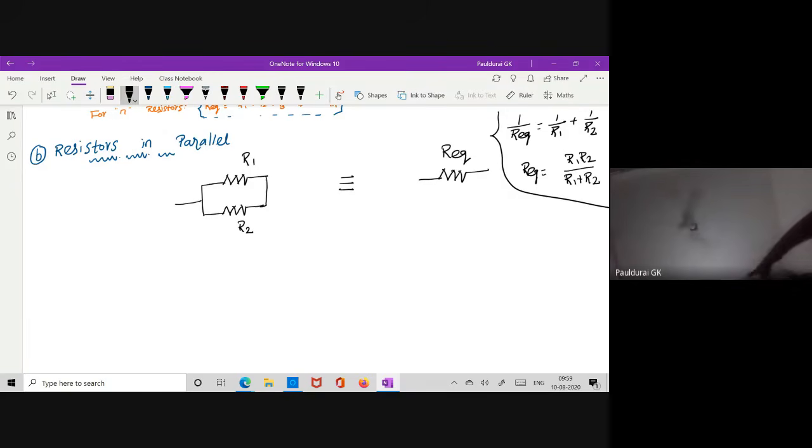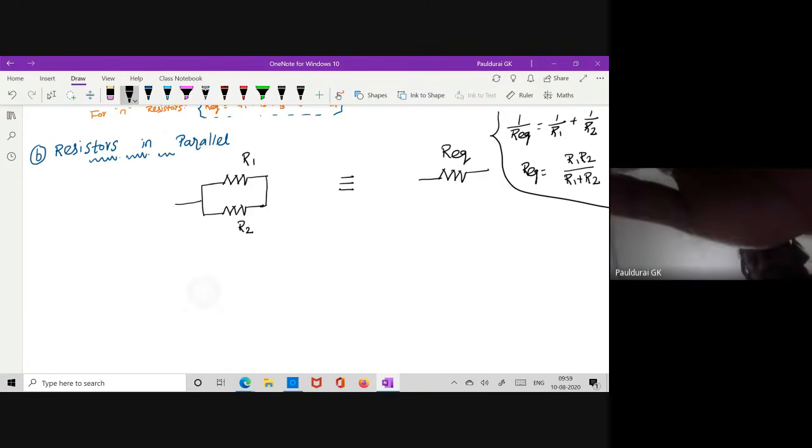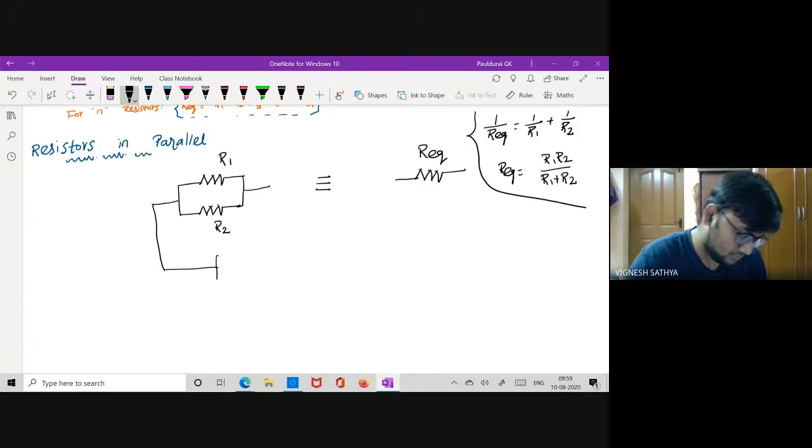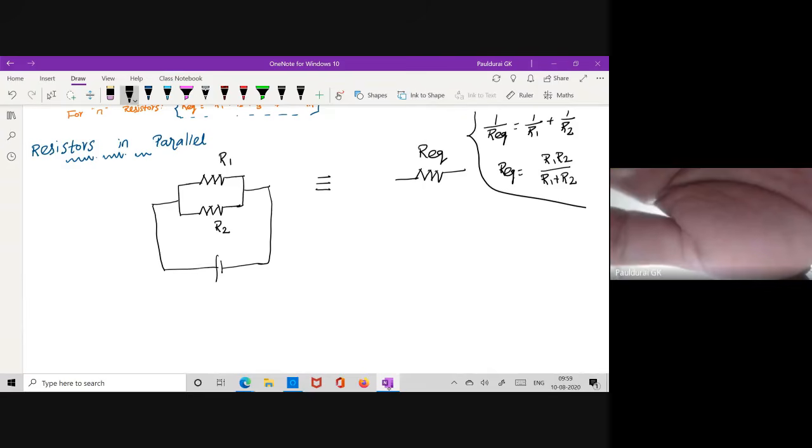Any doubt in this? You already know the formula, the same one I am going to derive. Okay, so listen. In order to derive this, once again I'm going to apply some voltage V. Listen carefully, this is V, this is plus, this is minus. Here also I will apply the same voltage, V, plus and minus.